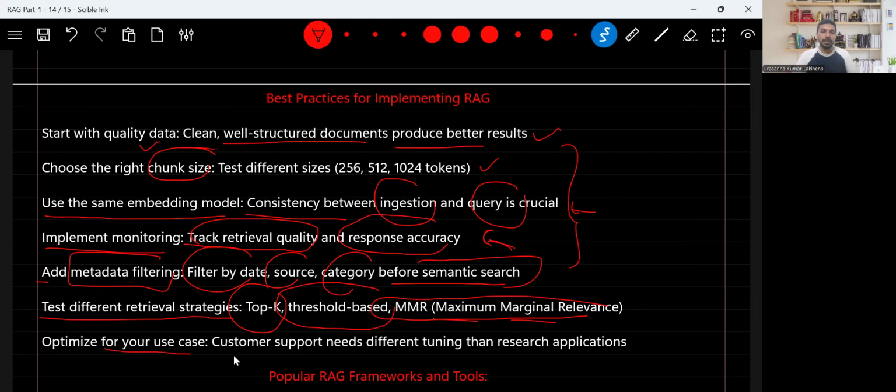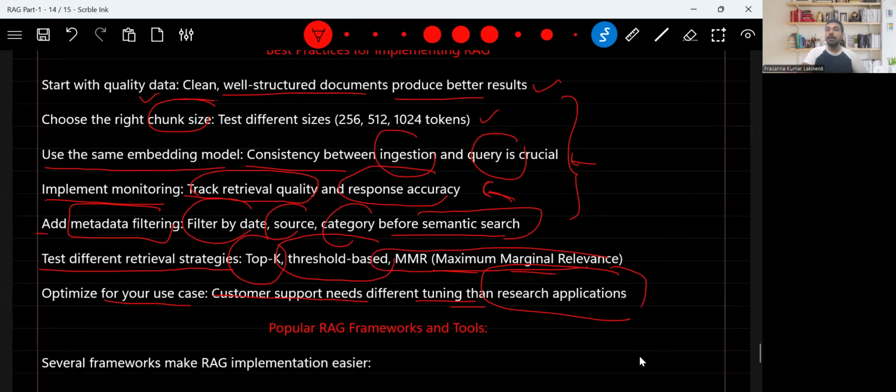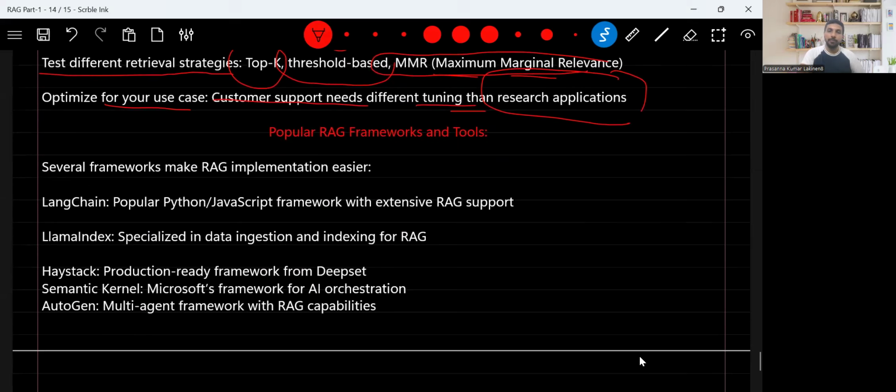Optimize for your use case. Customer support needs different tuning than research applications. Customers ask different queries in different ways, and you have to answer the questions. See, these are the best practices for implementing RAG.